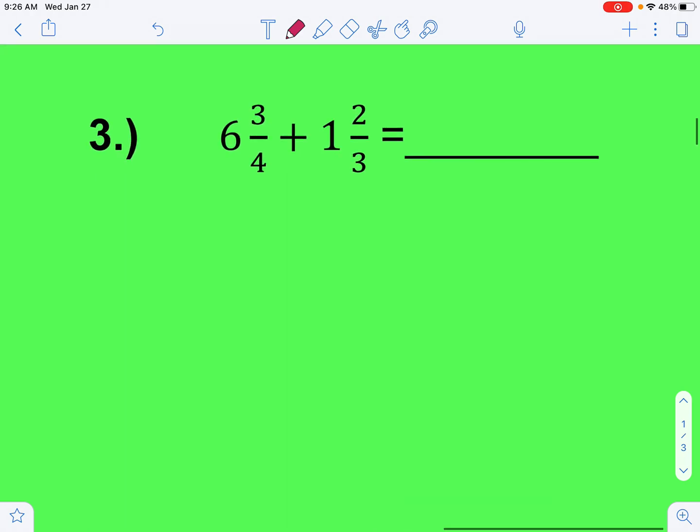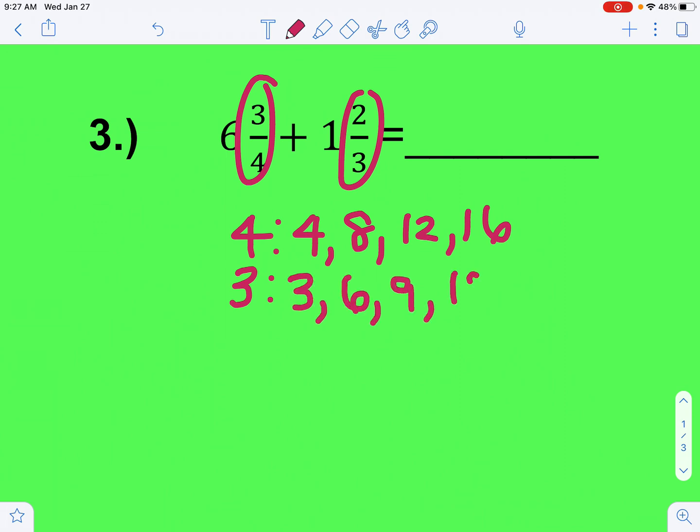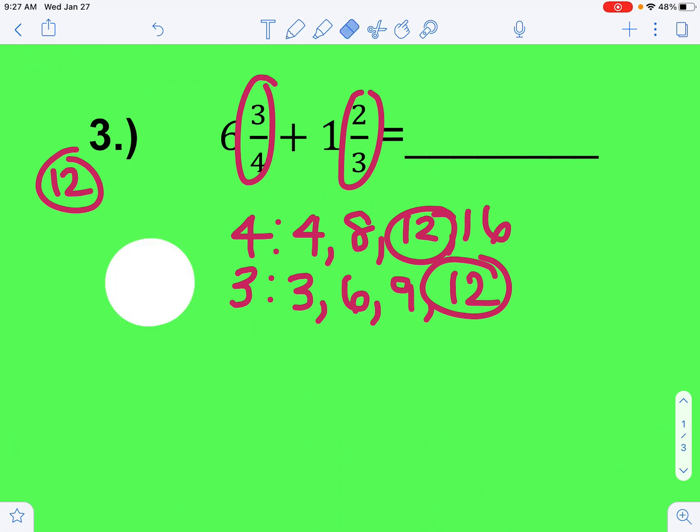We're still adding. This time we have 6 and 3/4 plus 1 and 2/3. So we need to add our fractions first, but if you notice, our denominators aren't the same. So we need to figure out what our common denominator is going to be. If we count by 4s and we count by 3s, we get 4, 8, 12, 16. And counting by 3s, 3, 6, 9, 12. Which one do they both share already? Right, they both share this 12, so that's our common denominator.